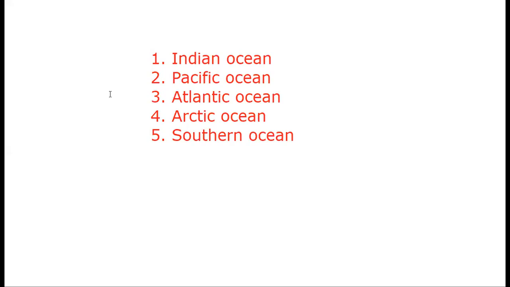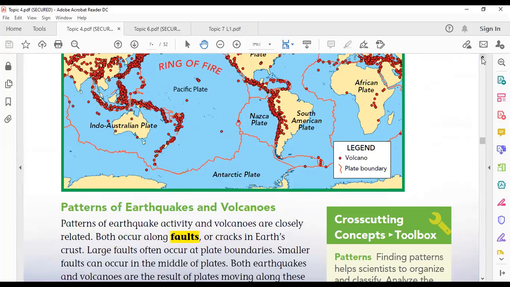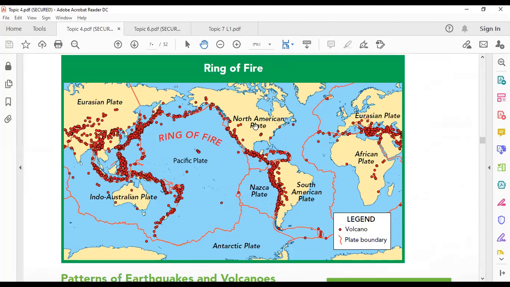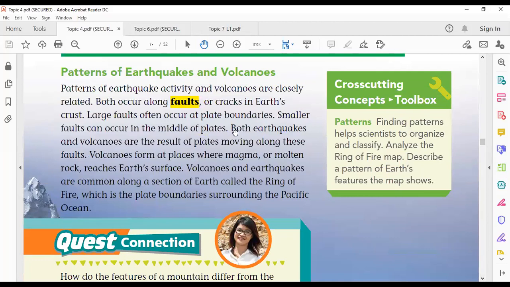So, look here, please. These are the different plates. This map shows the plates of Earth's surface. Wherever two plates meet, at the plate boundaries, there are always volcanoes. Here, for example, volcanoes are very common in the Pacific plate boundaries, and for this reason it is called the ring of fire. Both earthquakes and volcanoes are the result of plates moving along these faults.